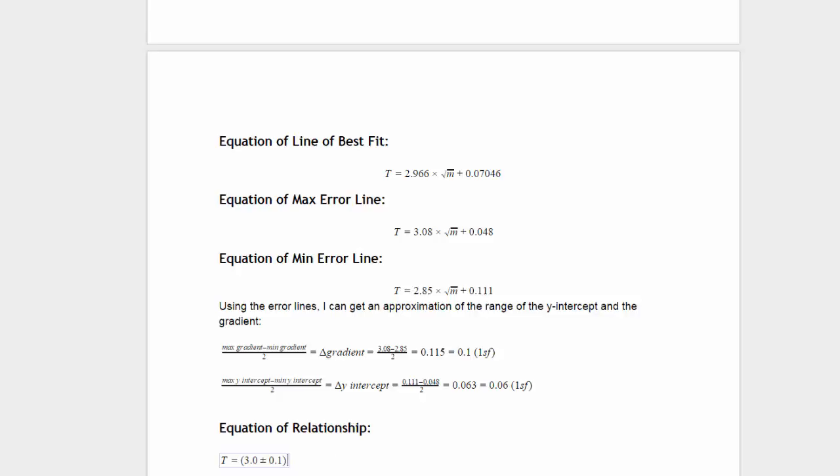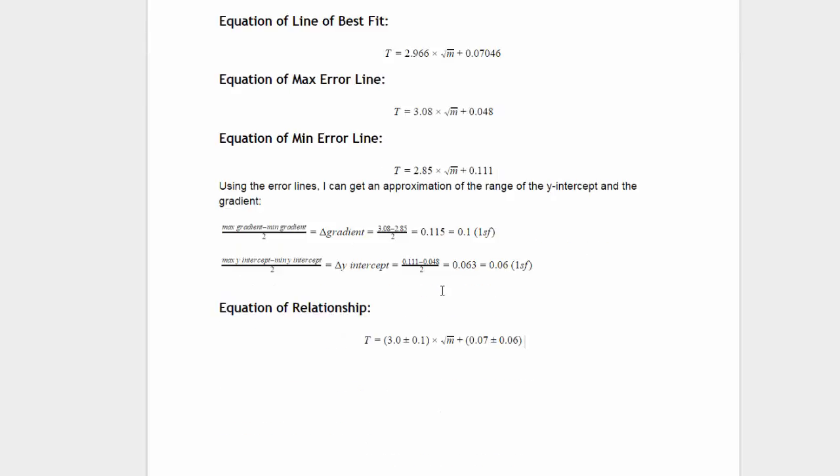Times square root of m plus our best y-intercept, 0.07, and it's 0.07046, but our uncertainty is 0.06, so we'll just insert again plus or minus 0.06. Okay, now we have this beautiful equation of our relationship. And it's all quite neatly written with the equation editor.